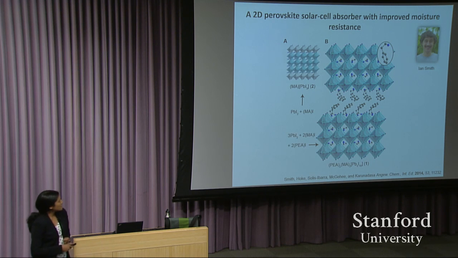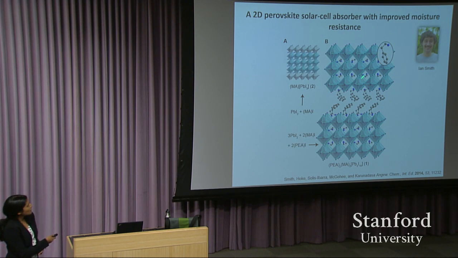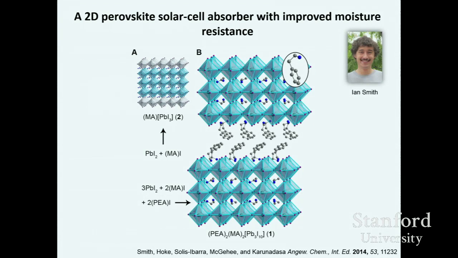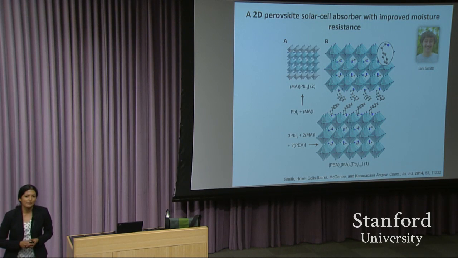Ian Smith formed this material by using a mixture of small and large cations. So the small cations go into these smaller cavities. The large cations go between these sheets. And he crystallized this beautiful structure that really looks like we have cut ourselves a more generous slice of that 3D perovskite.